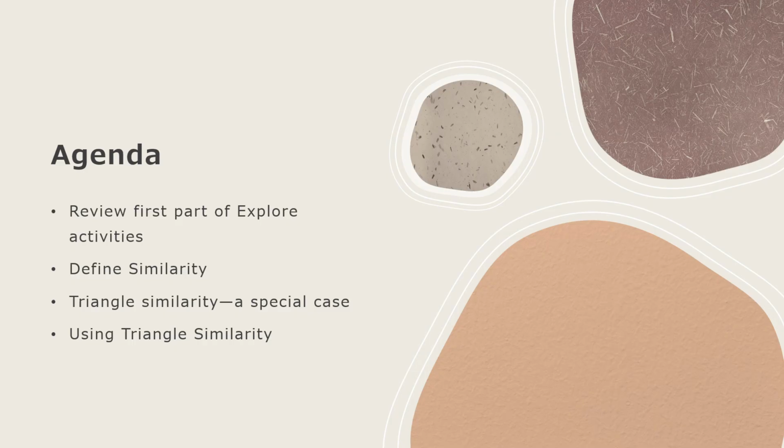As we talk about congruence, we're going to review the first part of the explore activities you did. We're going to establish a formal definition of similarity. We're going to talk about why triangle similarity is special. And then we'll talk about how we use triangle similarity all the time.